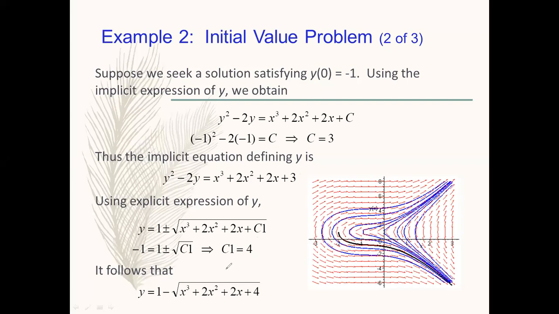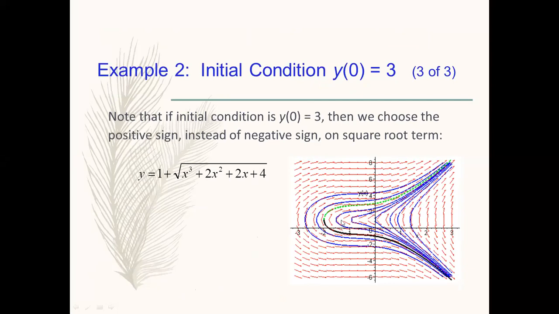What if it's the plus sign? We'll clear all the drawings. What if it's the plus sign? You will have a different curve. The plus sign is this one, the curve above the horizontal axis.